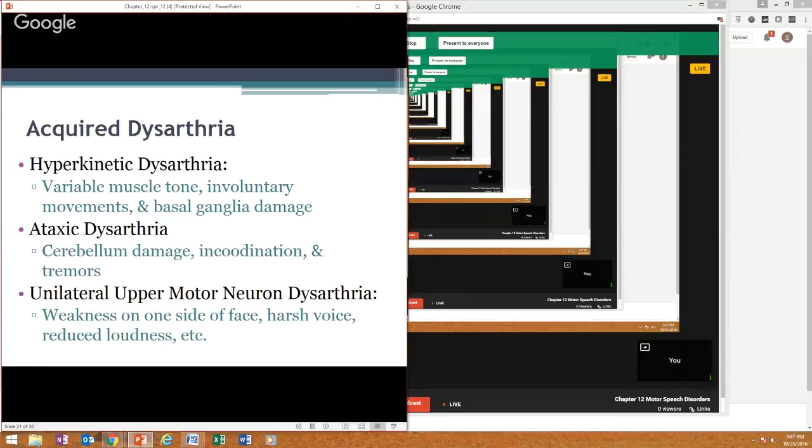Other types of acquired dysarthria include hyperkinetic dysarthria, where a person may have variable muscle tone, involuntary movements, and basal ganglia damage. Ataxic dysarthria, where the person will have cerebellum damage, incoordination, and tremors. And unilateral upper motor neuron dysarthria, where there'll be weakness on one side of the face, harsh sounding voice, reduced loudness.